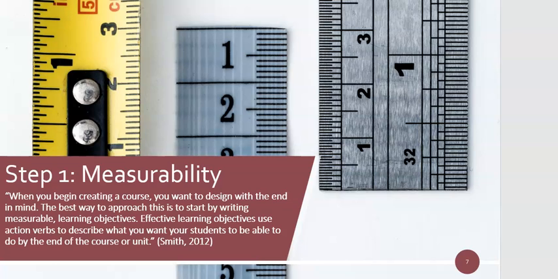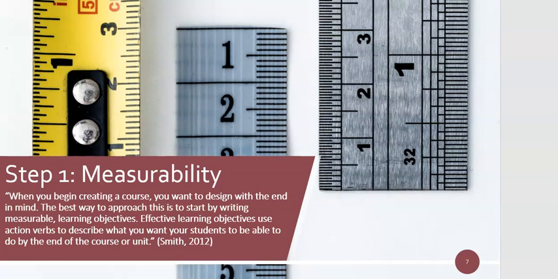And the best way to approach this is to start by writing measurable learning objectives. Effective learning objectives use action verbs to describe what you want your students to be able to do by the end of the course or unit. We're going to look at those more specifically, but these come from Revised Bloom's taxonomy. So you want to be really familiar with Revised Bloom's and the pyramid and the different levels.